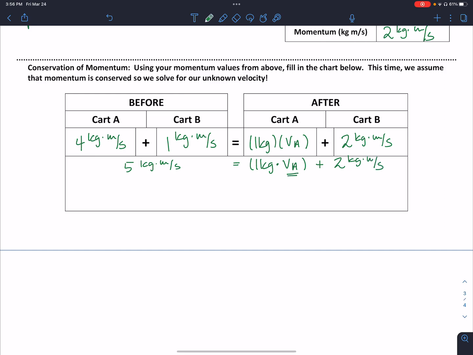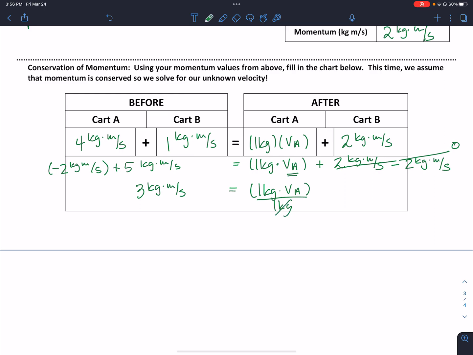Now I'm trying to isolate this velocity value. The first thing I need to do is move my 2 kilograms times meters per second to the other side. Right now it's added, so I need to subtract it from both sides. We'll just do the opposite. This becomes 0, and over here I'm going to have negative 2 kilograms meters per second. When I take 5 and subtract 2 from it, I have 3 kilograms times a meter per second left, and that's going to be equal to 1 kilogram times my velocity value. Divide both sides by 1 so that this goes away, and I'm left with 3. Oops, I left my unit off. That's a big no-no. You guys know that. The unit here is going to be meters per second, and that's the velocity of A after the collision.